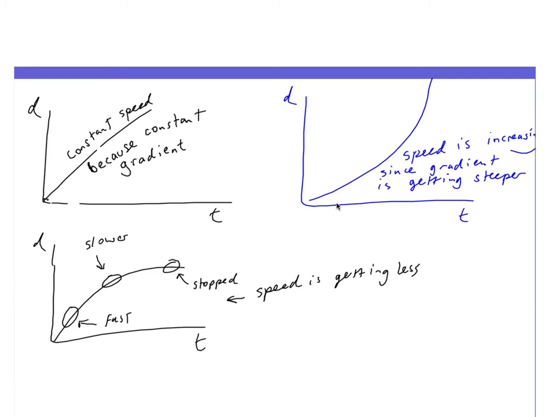Now if we apply that to this graph here, we can see the graph is starting off not that steep. Here it's getting a bit steeper, and here it's very steep. So what we can see is that the speed is getting faster and faster, so basically it's accelerating.